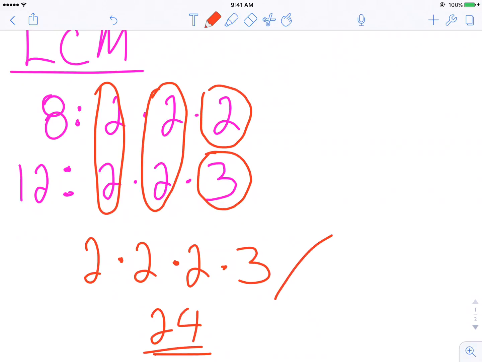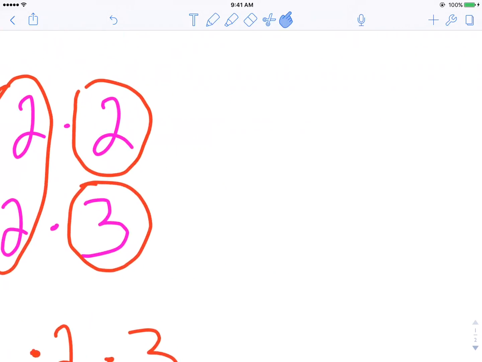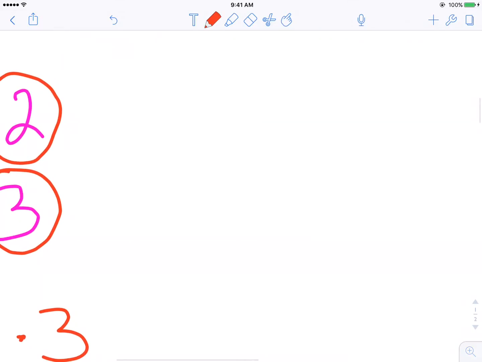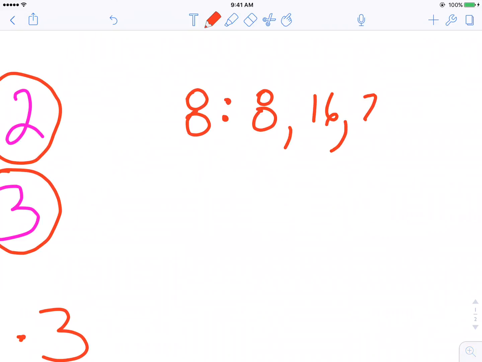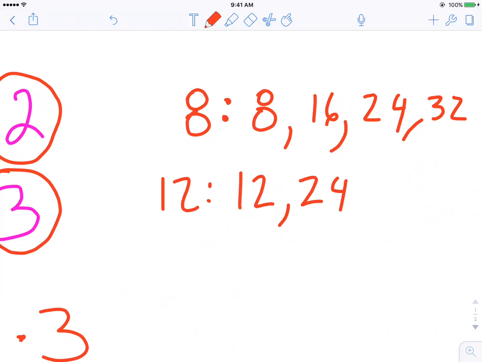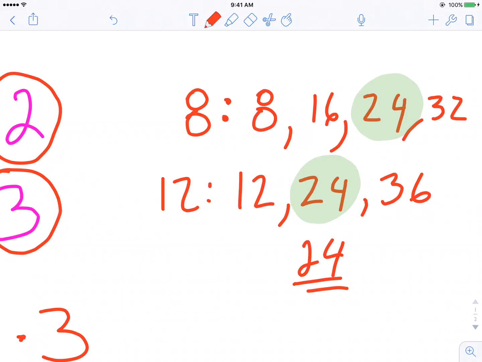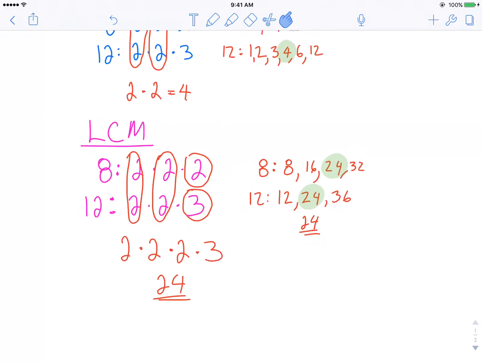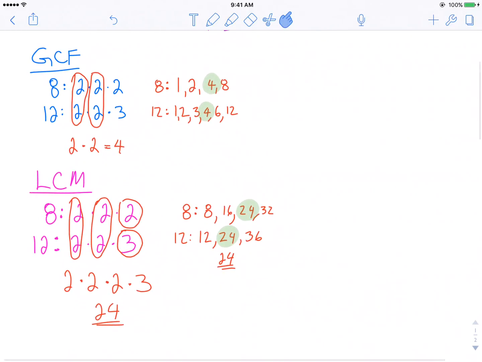If I did this the old-fashioned way, then I could say, well, you know what? My multiples of 8 are 8, 16, 24, 32. My multiples of 12: 12, 24, 36. Oh, but lo and behold, look at this, 24, 24. Lowest common multiple, 24. So that's just another quick way to find lowest common multiple and greatest common factor between two numbers using prime factorization.